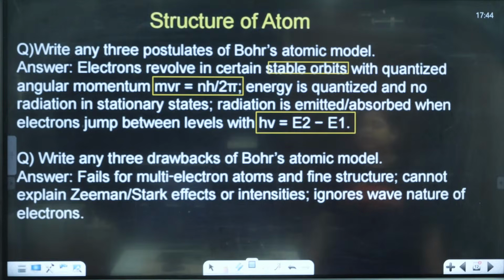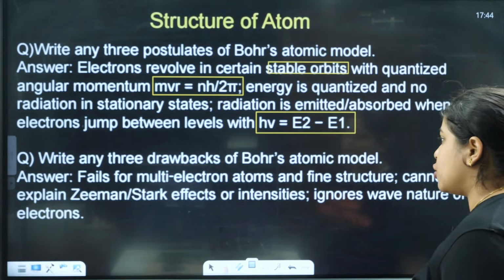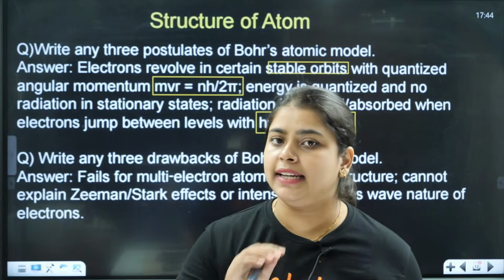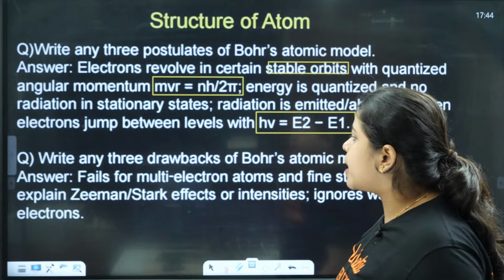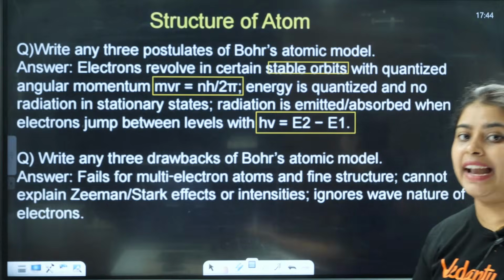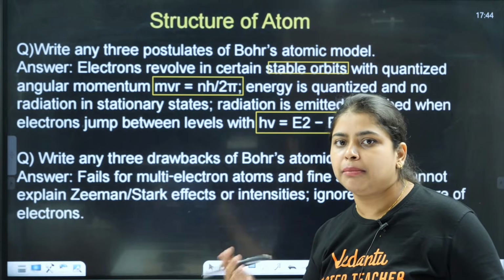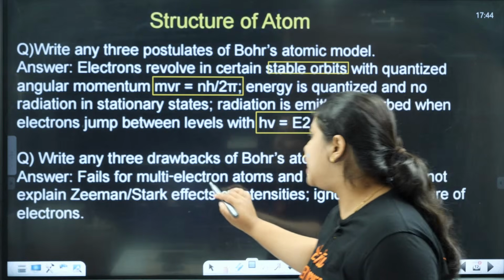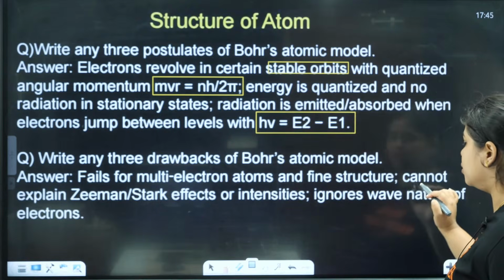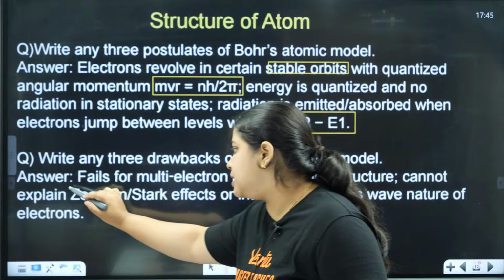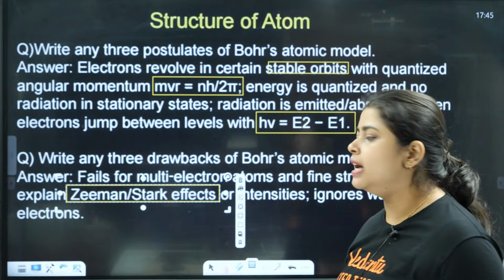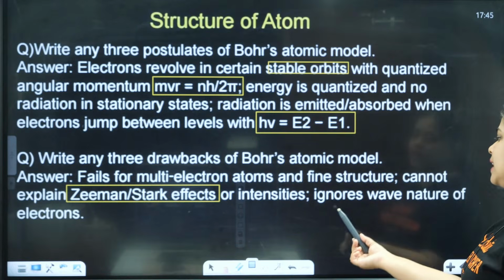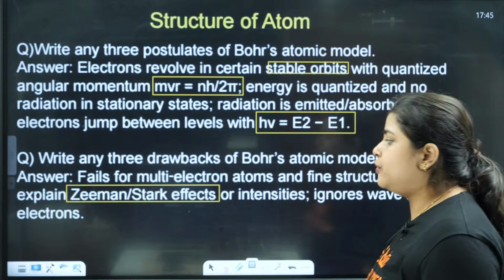Next, write any three drawbacks of Bohr's atomic model. So, write what failed. He told it, but it failed because of some scientific reasons. It fails for multiple-electron atoms and fine structure, and cannot explain the Zeeman or Stark effect or intensities.